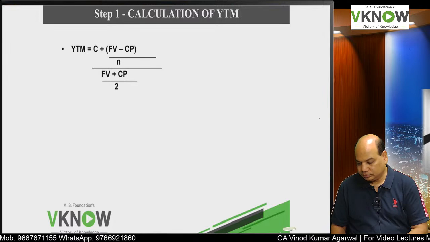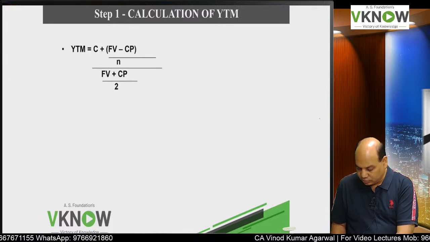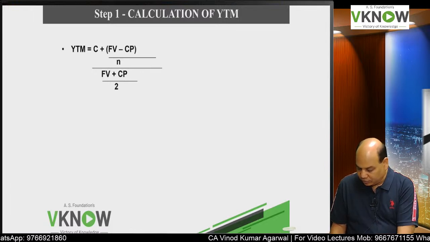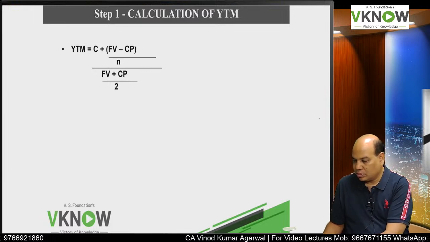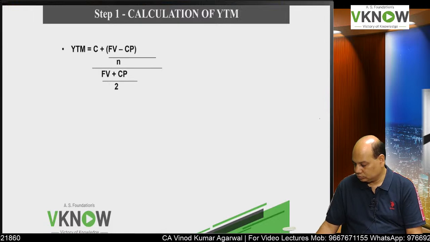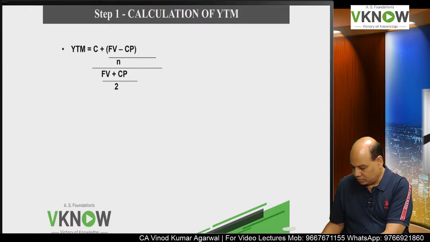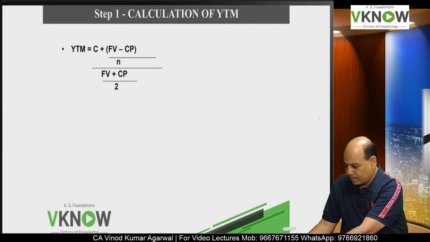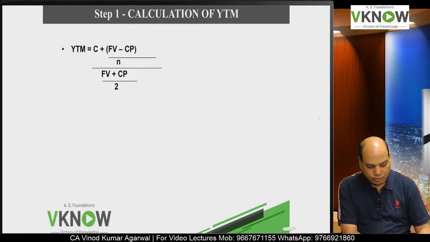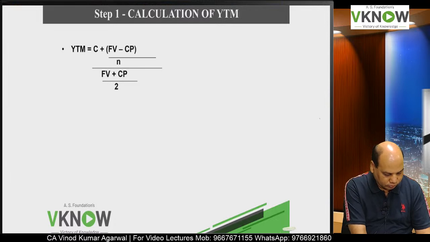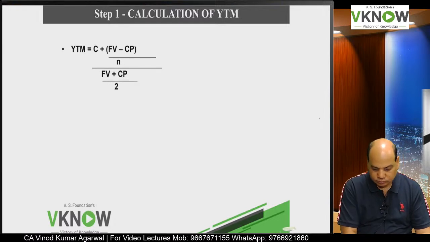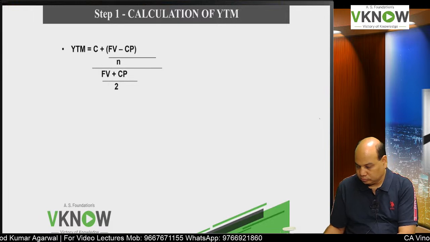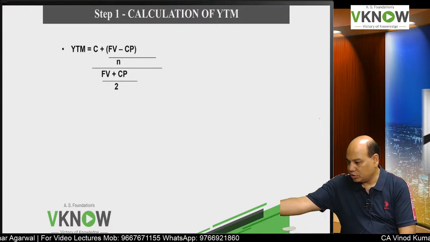Step 1, calculation of YTM. YTM is equal to C plus FV minus CP upon N, upon FV plus CP by 2.